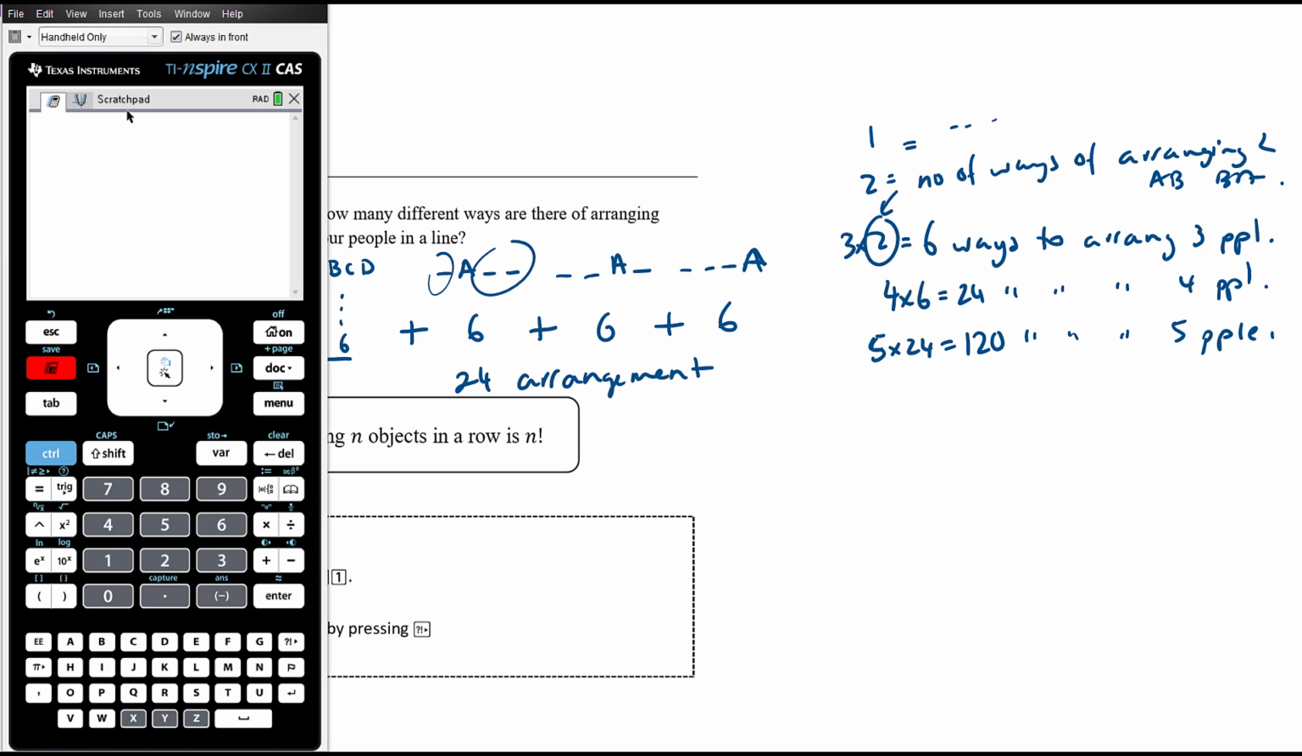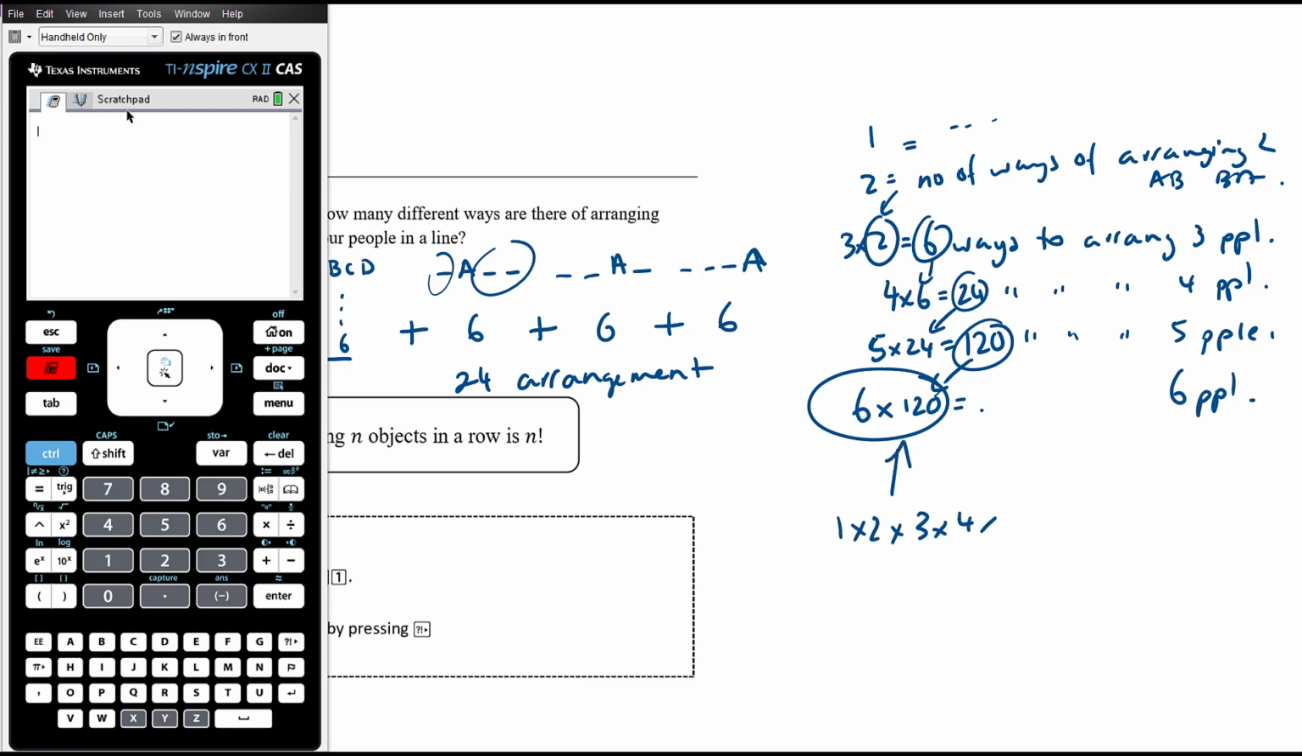Essentially what's happening each time, if I wanted to arrange 6 people, I'm going to be doing 6 times the number of ways of arranging 5 people. And remember, the number of ways of arranging 5 people was 5 times the number of ways of arranging 4 people. And the number of ways of arranging 4 people was 4 times the number of ways of arranging 3 people, which was 3 times the number of... So essentially, what we've done to get to this number is 1 times 2 times 3 times 4 times 5 times 6.